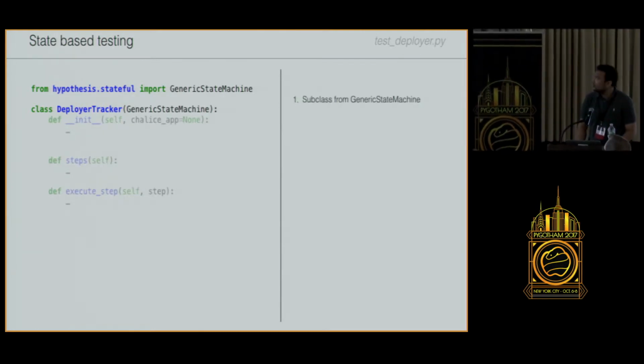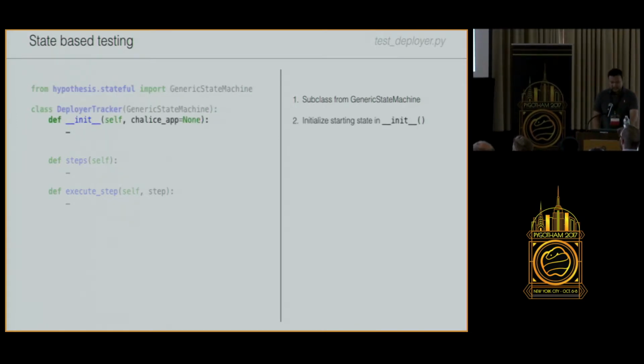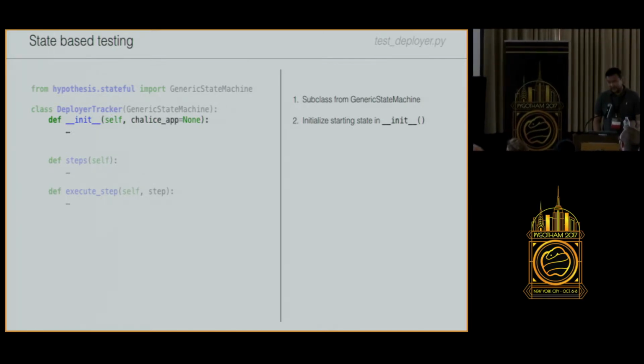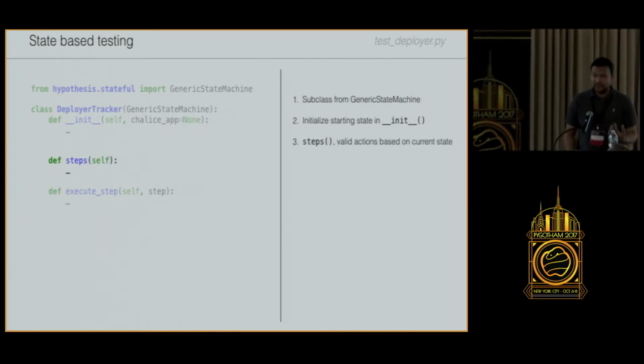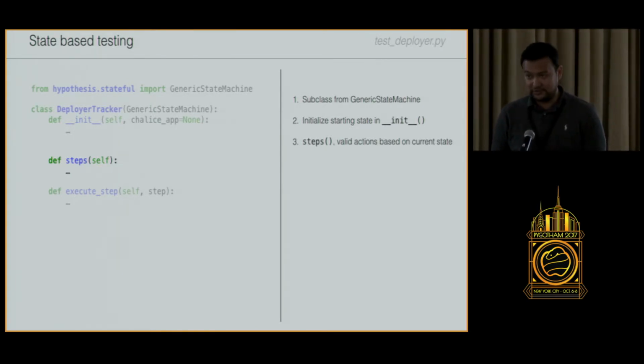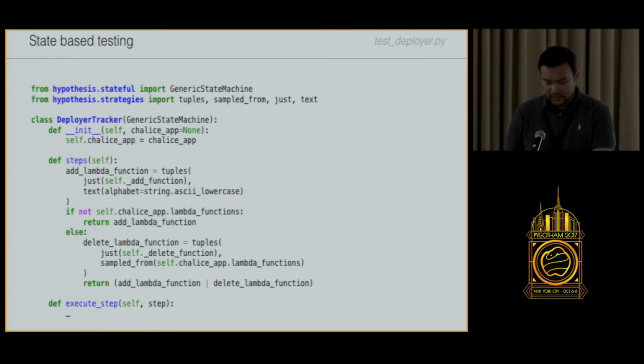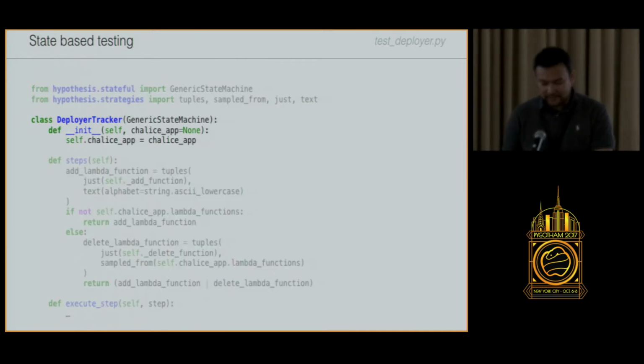So the basic steps here. You just subclass from generic state machine here, and then you implement your init, which initializes whatever state you have. You then have a set of steps that are valid. So in our case, you could say you can add a function or you can delete a function. Those are the valid steps. And then hypothesis will pick a step and ask you to execute it, and then you execute that step, whatever that means for your test. So here's a somewhat simplified version of how this looks for Chalice, for how we would test this.